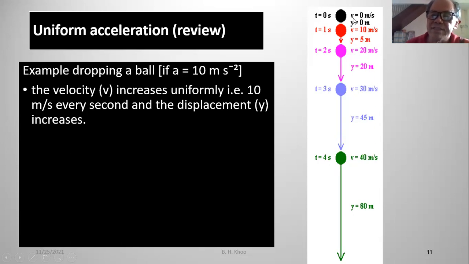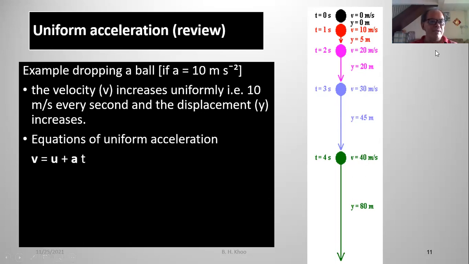Whereas the distance is different. Initially, it's 0. Then it's 5 meters. Then it's 20 meters. Then it's 45 meters. That distance, 45 meters. That's 20. That is 5. That's 0 initially.